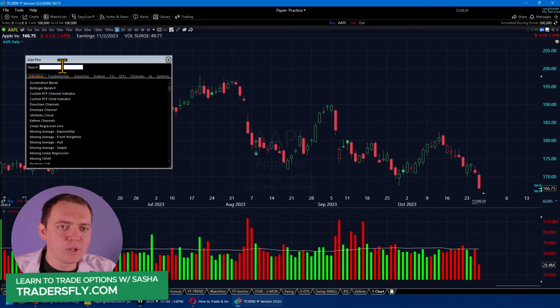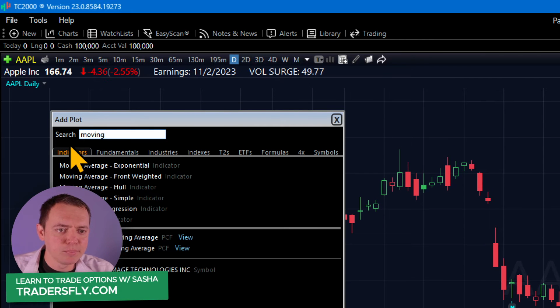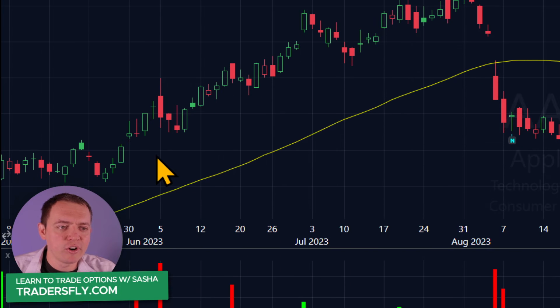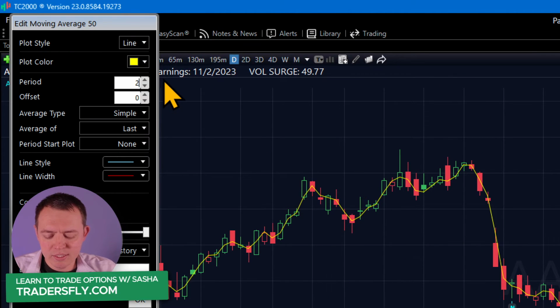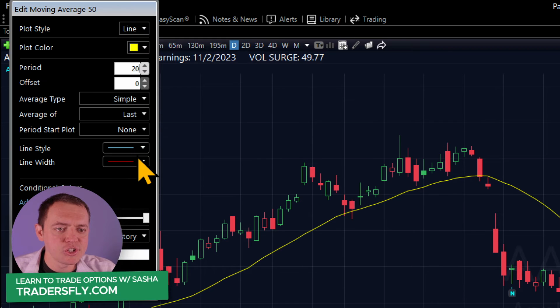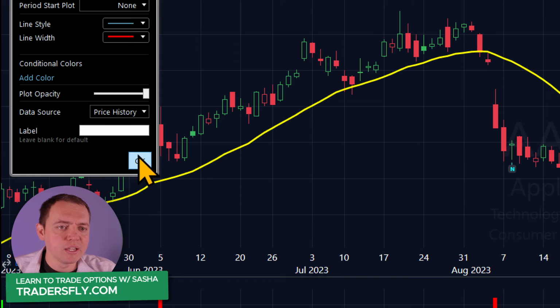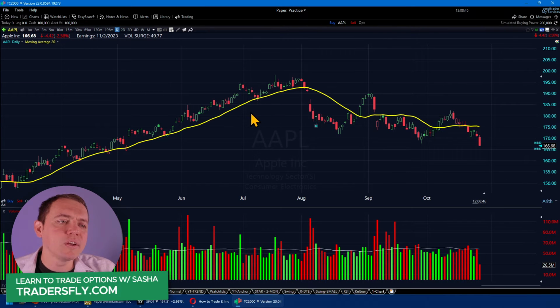So what we'll do is we'll add in a moving average. Okay, so I will type in a moving average. There's exponential and simple. I'm going to use the simple one for now, and we will add in a 20-day moving average. I'll also make it a little thicker so you can see it, and we'll leave it yellow for the time being. So now what this does is it smooths out this curve and this picture.